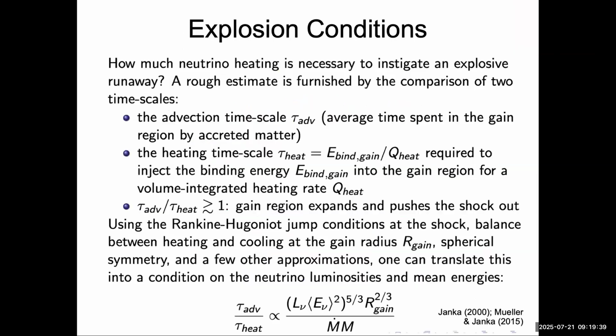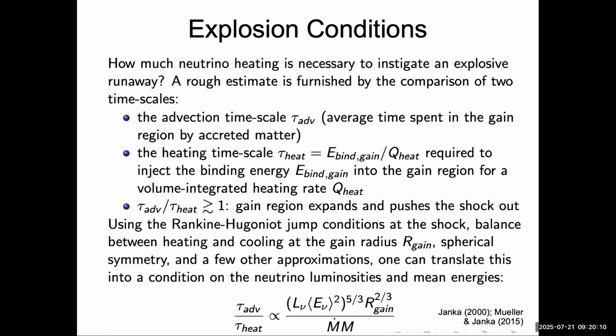Yeah, the way Thomas phrased this many years ago was by considering these two timescales. What's the timescale for unbinding material by neutrino heating? That's the heating timescale. And what's the time that the material spends in the heating region, the time that is available for it to be heated? That's the advection timescale. And if the advection timescale is longer than the heating timescale, you can get into a runaway situation.